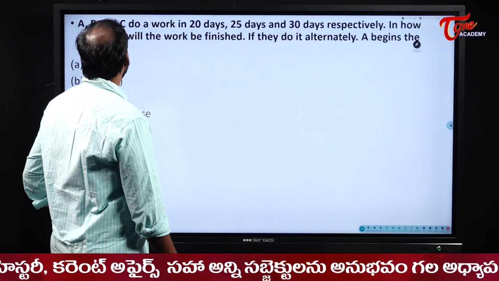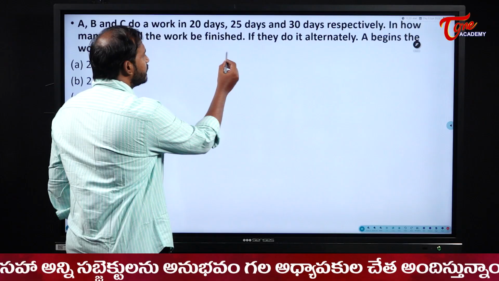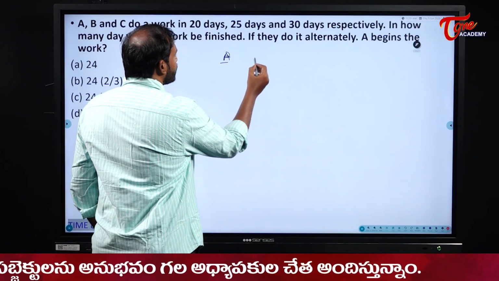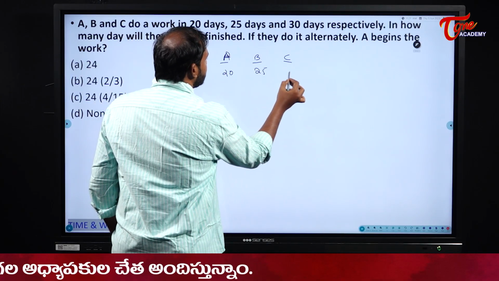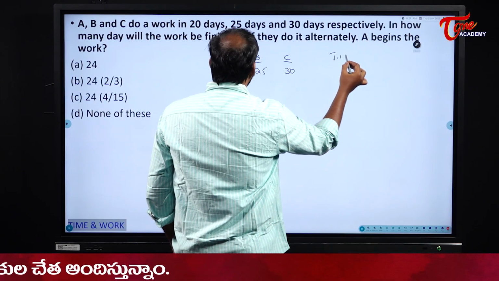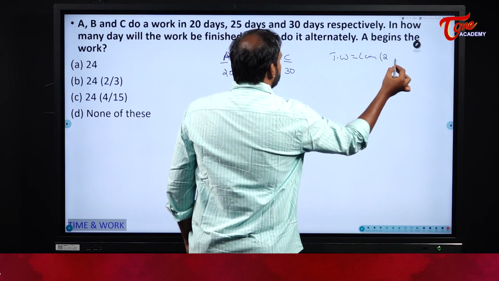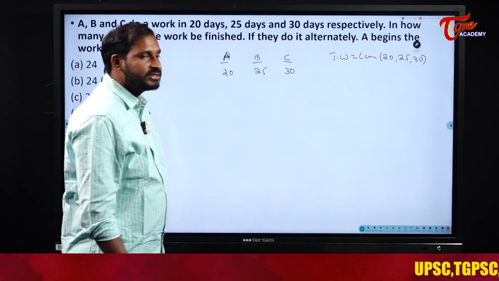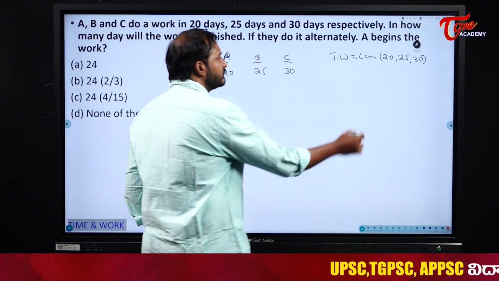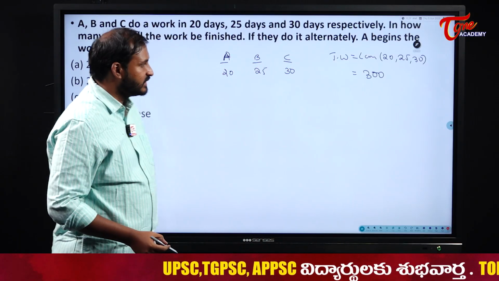Now, see the next one. A, B and C can do a work in 20, 25 and 30 days respectively. So, total work will become what for me here? LCM of 20, 25 and 30. What is the LCM of 20, 25 and 30, students? What will you get here? 300. 300 will be the LCM for us in this case.